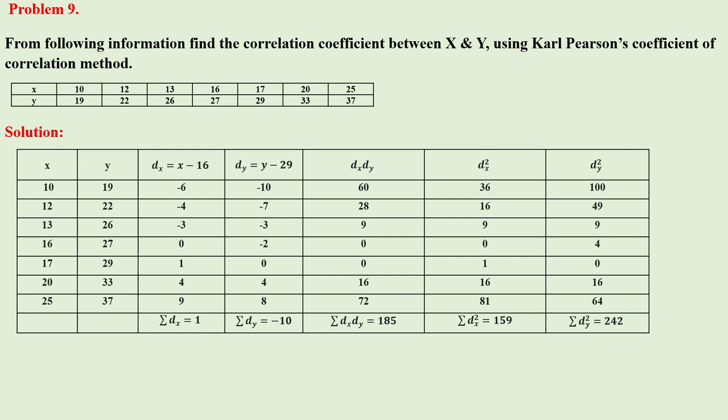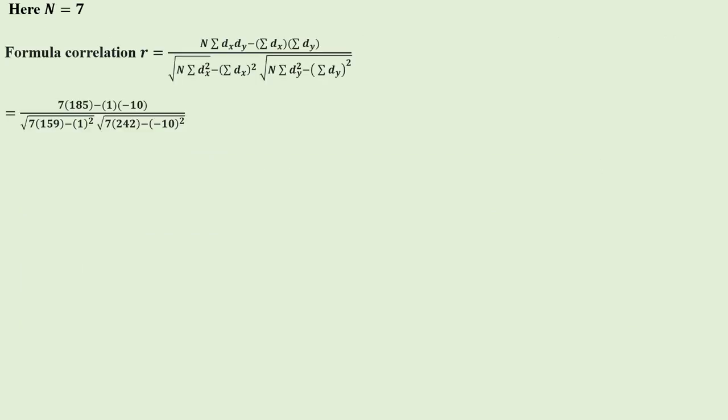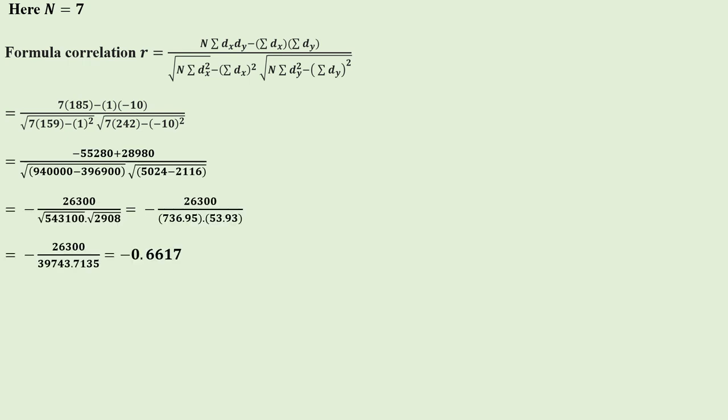Then multiplying the third column and fourth column, that is dx and dy, and adding, summation of dx dy is equal to 185. Then the third column squared, that is dx square; squaring all the numbers and adding, summation of dx square is equal to 159. And the fourth column squared, that is dy square; sigma dy square is equal to 242. Then we use the formula. Here n is equal to 7. Substituting all values from the table, you will get minus 0.6617. Here also there is a moderate negative correlation.